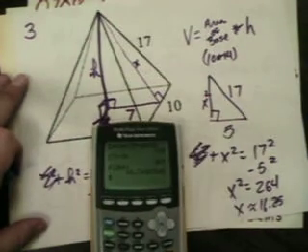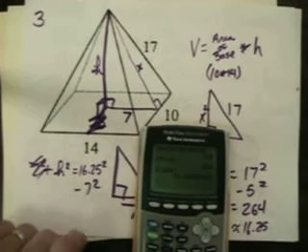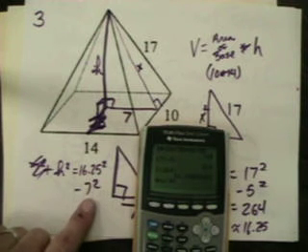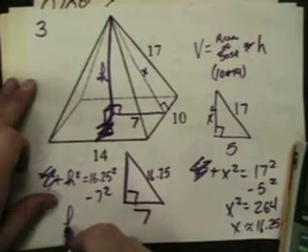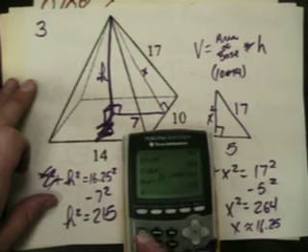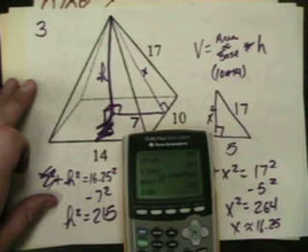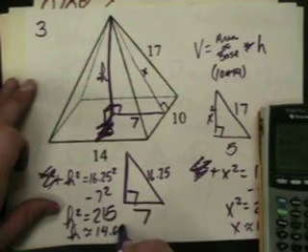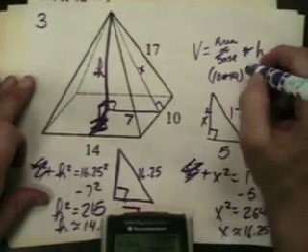Y'all find this trick really cool. I'm going to take my answer, square it, and subtract 7 squared from it. I get 215. So h squared equals 215. Find the square root of that. 14.66. It's about 14.66. Now that's the height.